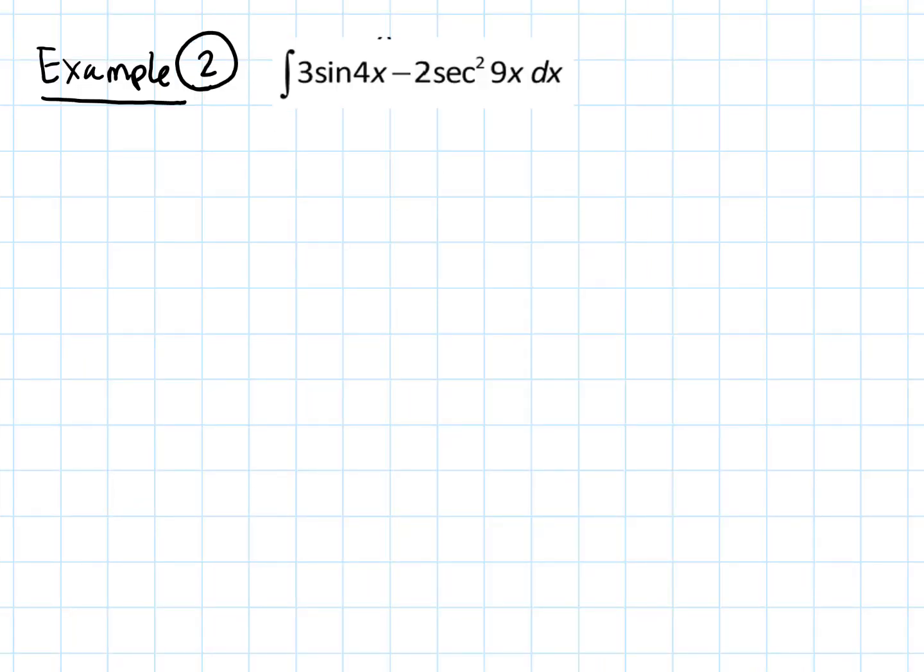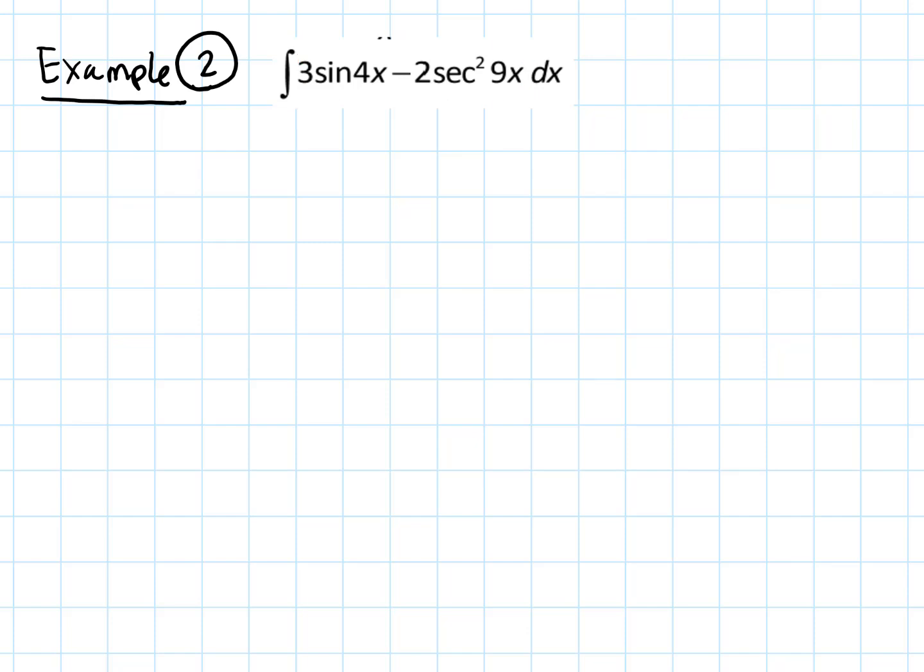Okay, let's take a look at another example. So on this example, we want to find the integral of this function. This is a trig function, a combination of two trig functions. And we remember again, we're using this new notation. So when we're using this integral notation, we're saying find the integral, which means find the antiderivative of this function with respect to x.